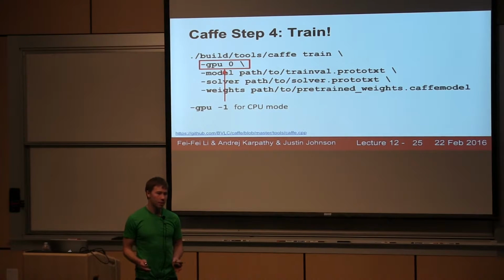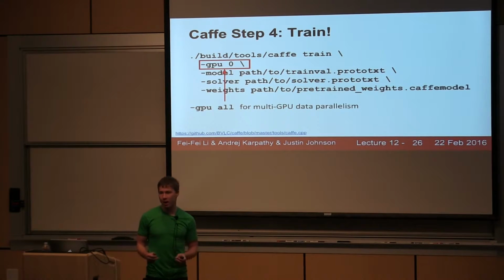This is 0 indexed. But you can actually run in CPU-only mode by setting this flag to -1. And actually, sometime in the last year, Caffe added data parallelism to let you split up mini batches across multiple GPUs in your system. So you can actually add multiple GPUs on this flag. And if you just say all, then Caffe will automatically split up mini batches across all the GPUs on your machine. So that's really cool. You've done multi-GPU training without writing a single line of code. Pretty cool.